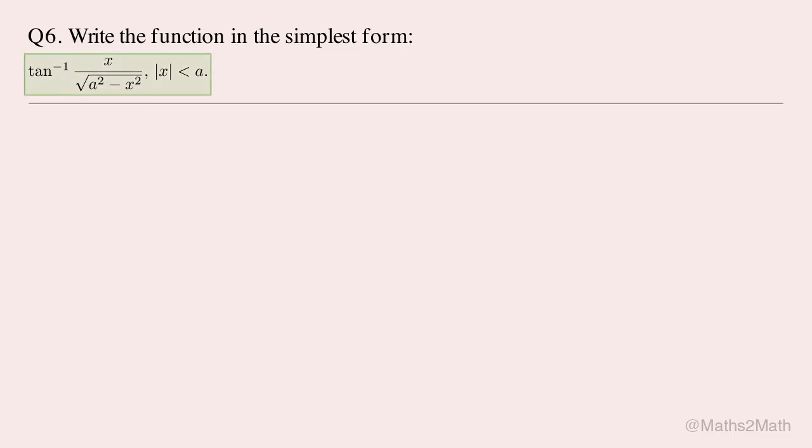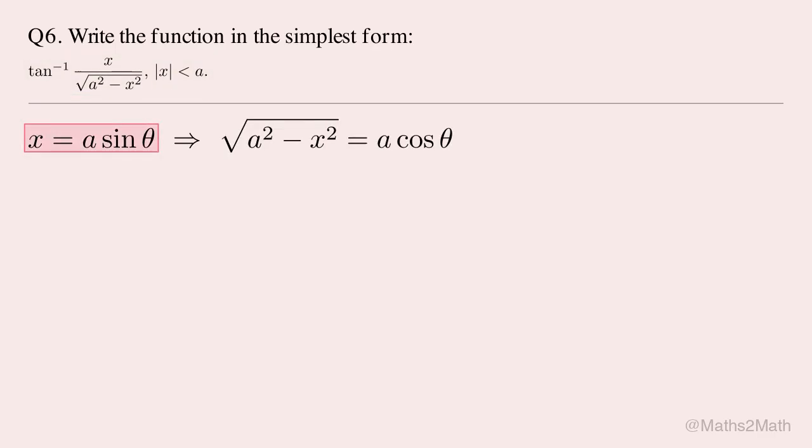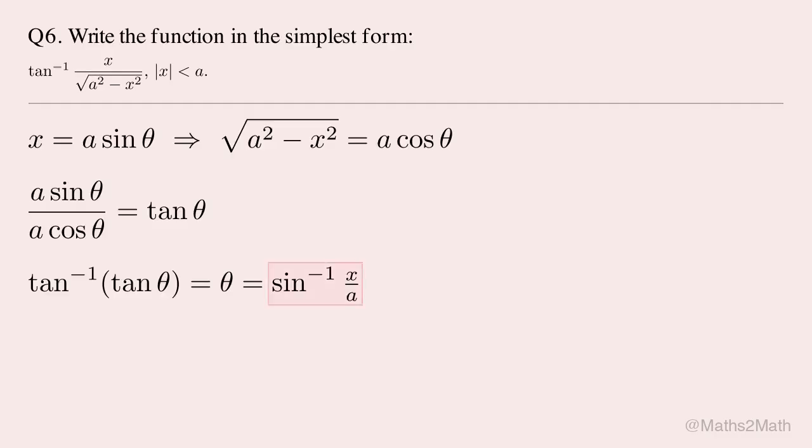Question 6. The root of a squared minus x squared calls for a sine substitution. X stays strictly inside minus a to a. Put x equals a sine theta. The root becomes a cosine theta. The fraction is then sine over cosine, tan theta, and the a's cancel. Tan inverse of tan theta is theta, and theta is sine inverse of x over a.